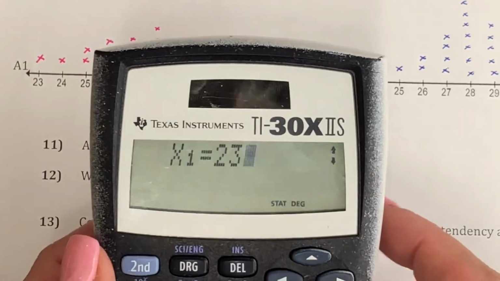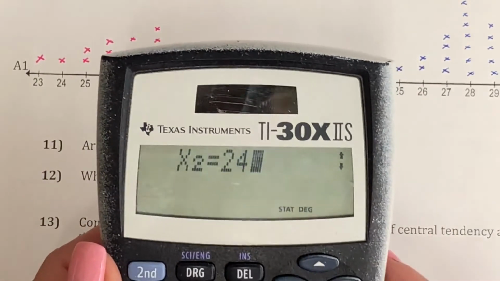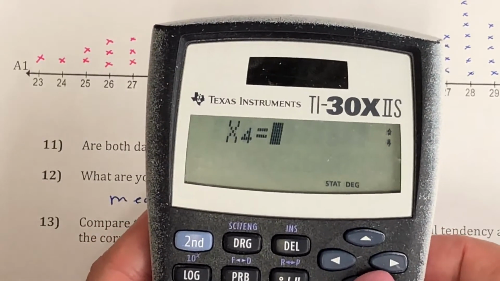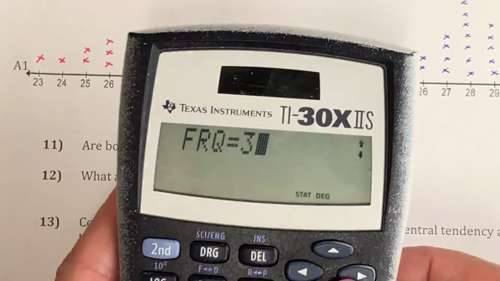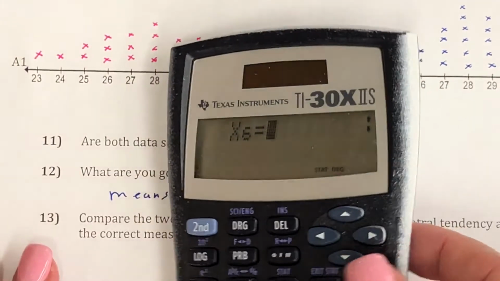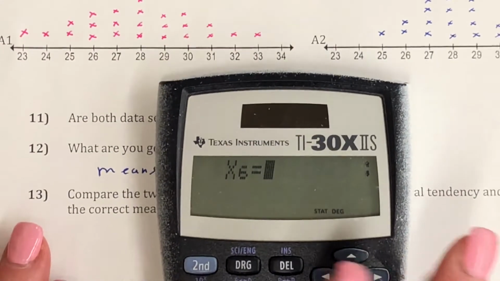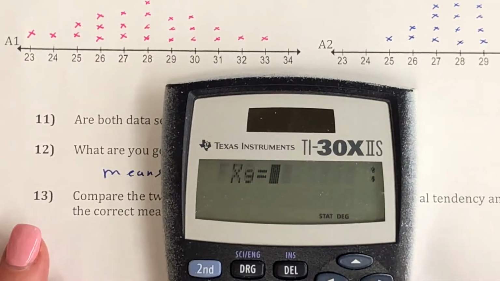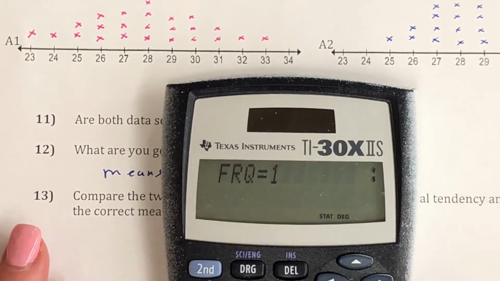So I have 23. I have 24. Now in 25, I have 2 of those. 26, I have 3 of those. 27, I have 3 of those. Let's set this down so it's easier. Okay, 28, I have 4 of those. 29, I have 3. 30, I have 3. 31, I have 2. And 32, I just have 1. And 33, I just have 1.